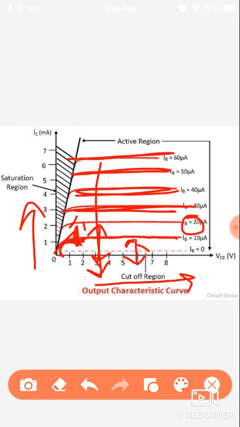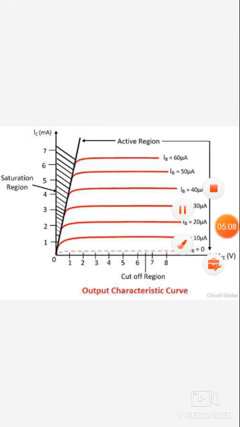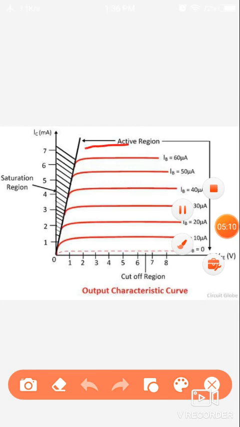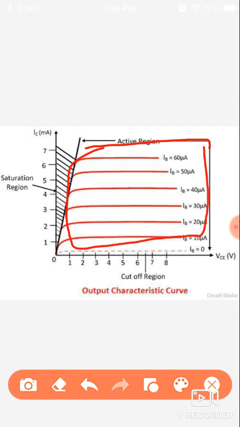The meaning of this is that IB is a channel or a gate which controls the IC current passing through the collector. So this region is called the active region. Here we can see that this is the active region of the transistor, and after that we have suddenly a large value of IB. Then this region is called the saturation region of the transistor output characteristic curve.